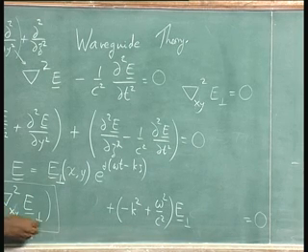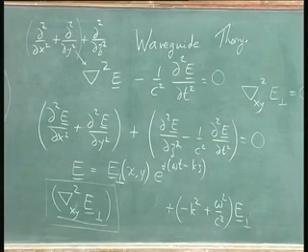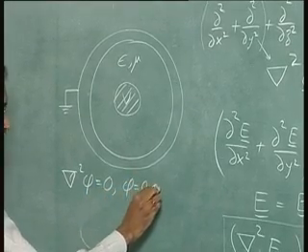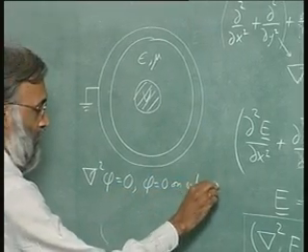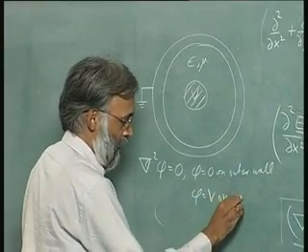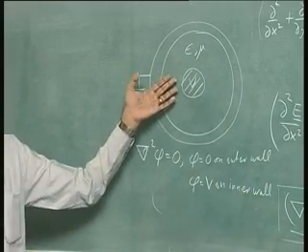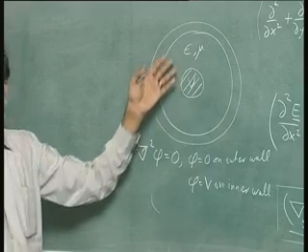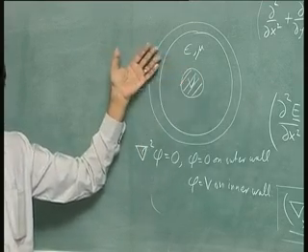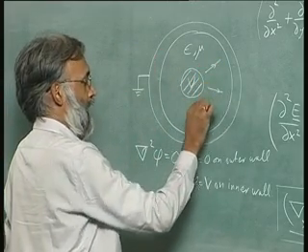But when I look for the solution of this problem, I am looking for del squared phi is equal to 0, phi equals 0 on outer wall, phi equals V on inner wall. This is a well known problem, we have already done it. This is nothing but what we did for calculating capacitance of two cylinders.